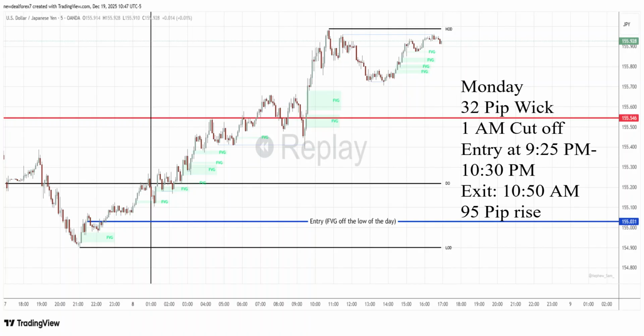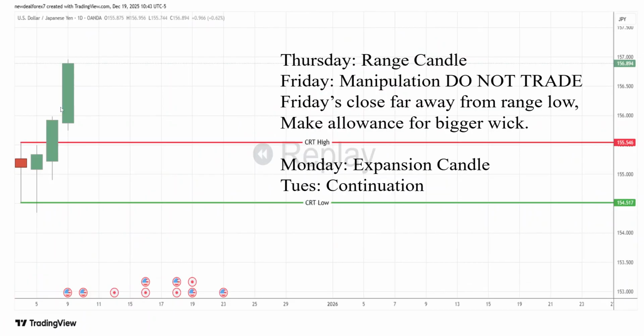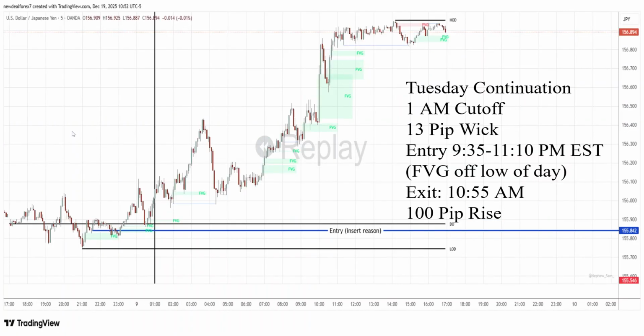Now let's take a look at Tuesday. So this chart right here, if you need to pause it, so be it. But this chart right here is this candle right here. Now this one didn't have much of a wick at all. Best entry would have been around 1 a.m. Here's the first fair value gap.